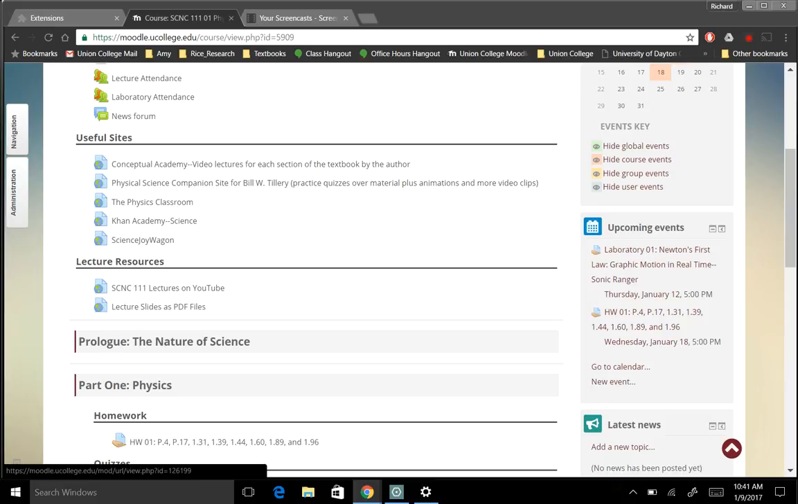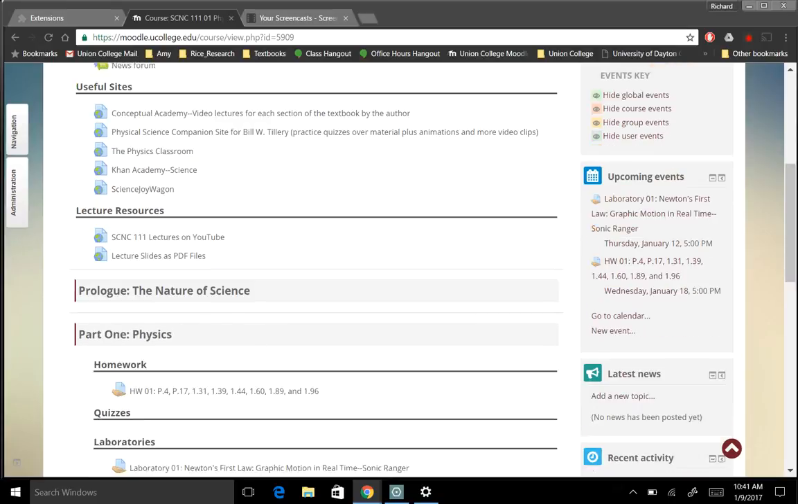The next one is a companion site for a different textbook. You notice it's the same name. Actually, it's Physical Science rather than Conceptual Physical Science, but it's written by Bill Tillery, and it has quizzes and things that you can take to practice on the topics. It's not from our textbook. The questions aren't going to be the same ones, but they're quizzing the same material. And then some other sites: Khan Academy has a lot of good information to help you if you have that kind of time.